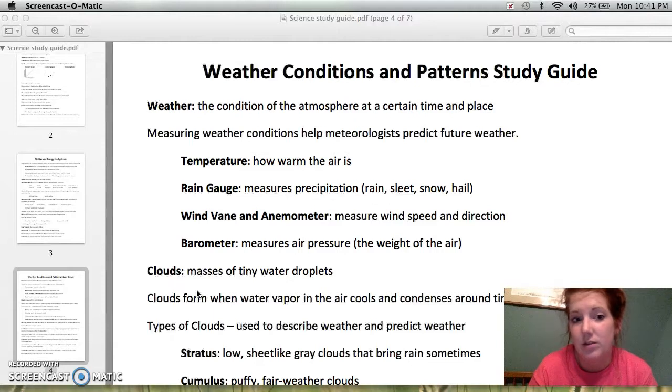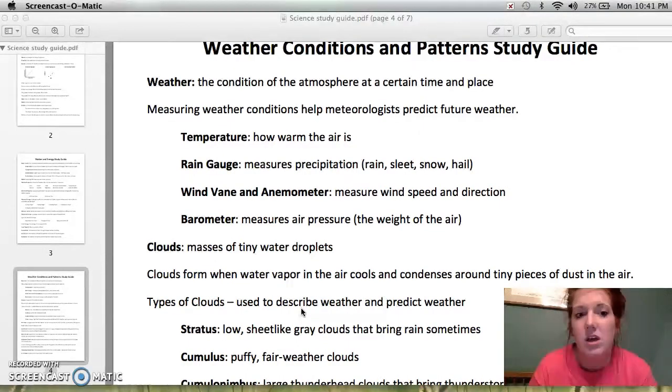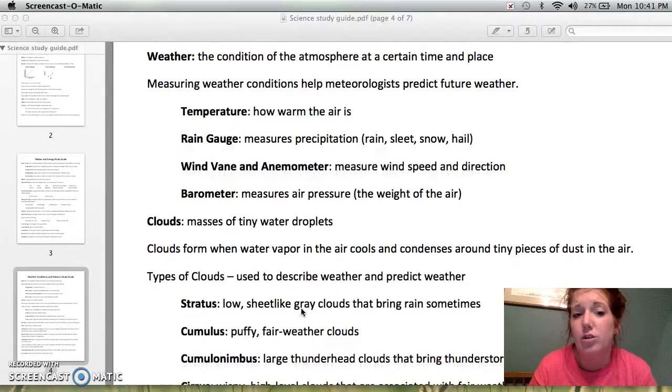It creates clouds. Clouds form when water vapor in the air cools and condenses around teeny pieces of dust in the air. There's different types of clouds. They're used to describe weather and predict weather. Stratus are low, sheet-like gray clouds that bring rain sometimes. Sometimes it's just overcast where it's like a sheet of gray. They're usually layered. This can bring snow in winter or rain, and usually it's cloudy all day.